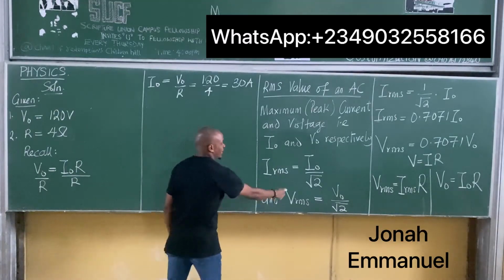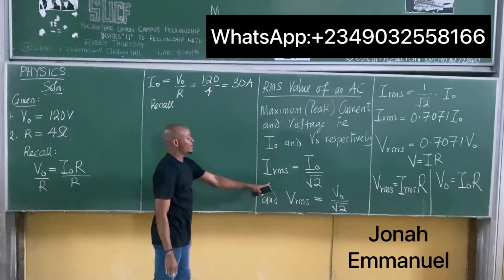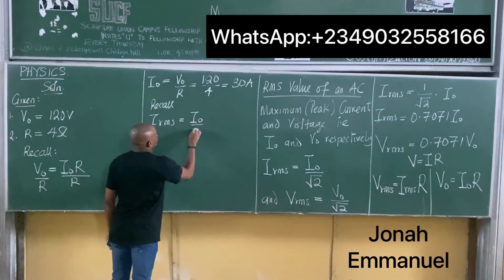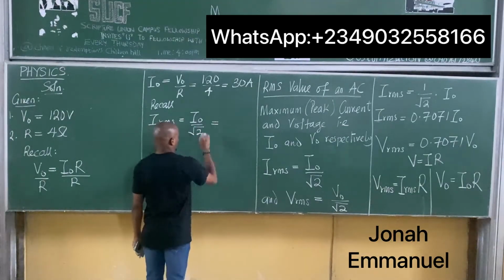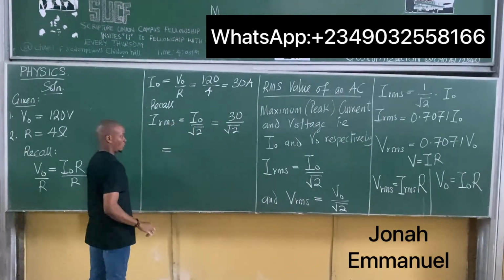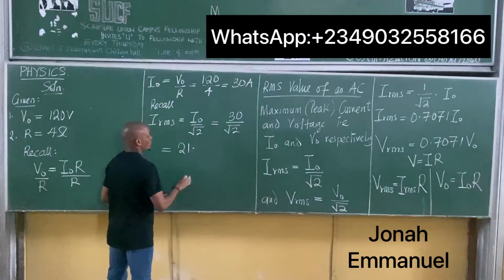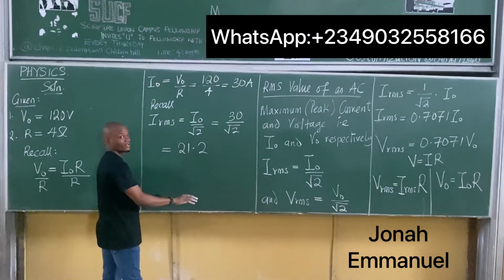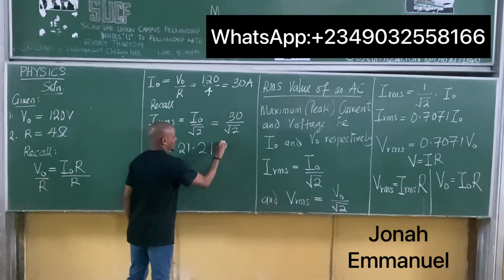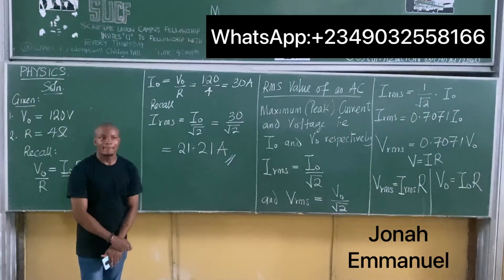If I've gotten maximum current from here, recall also that if I'm to get RMS value, we said RMS is equal to I naught all over root 2. That's equal to 30 all over root 2. Please punch for me. What do you get? 21.21 amperes. Alright, so that's it. Any question, please?